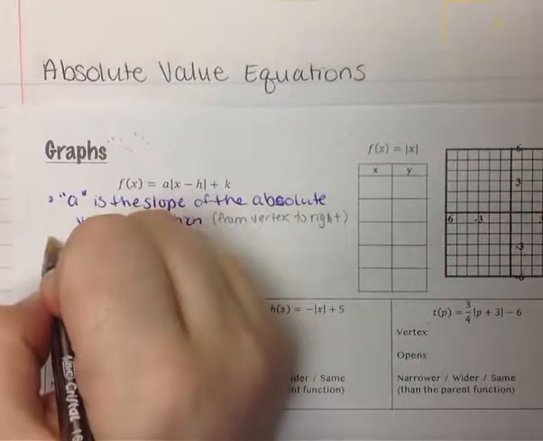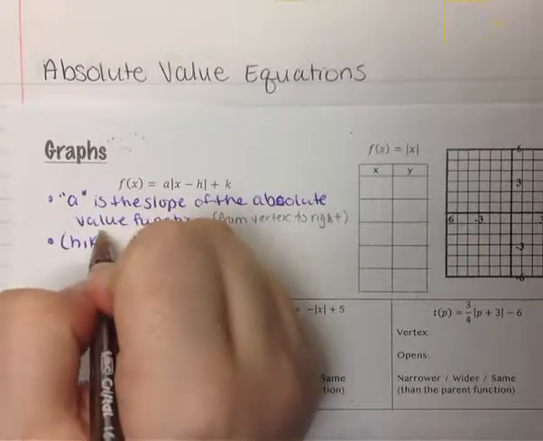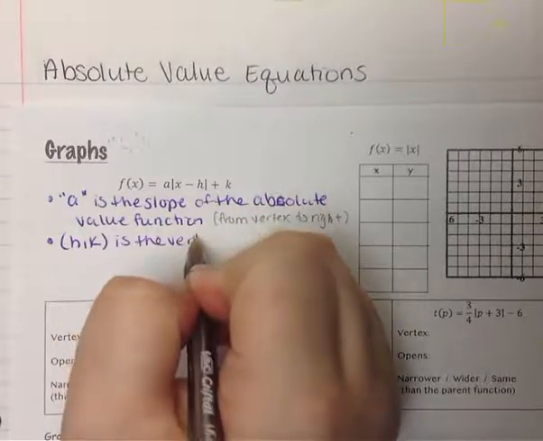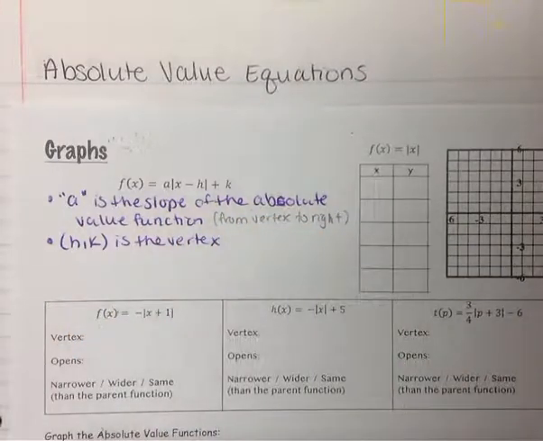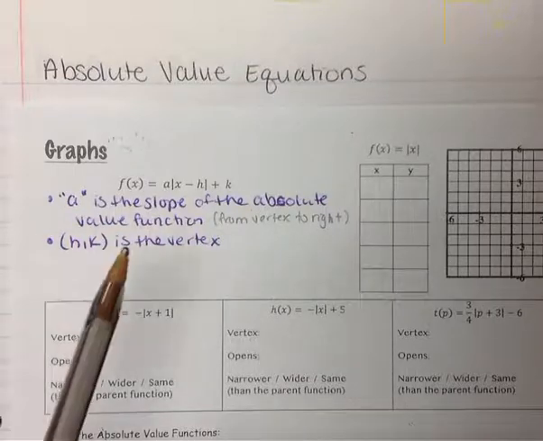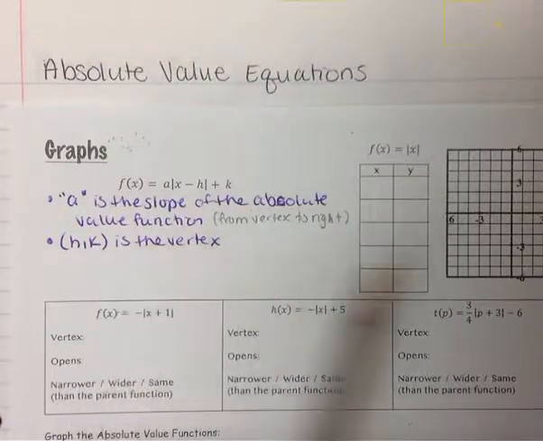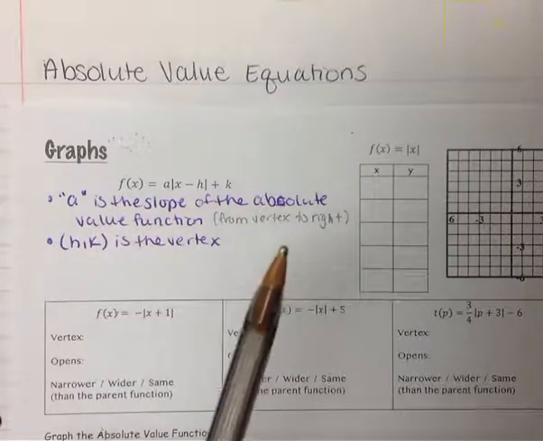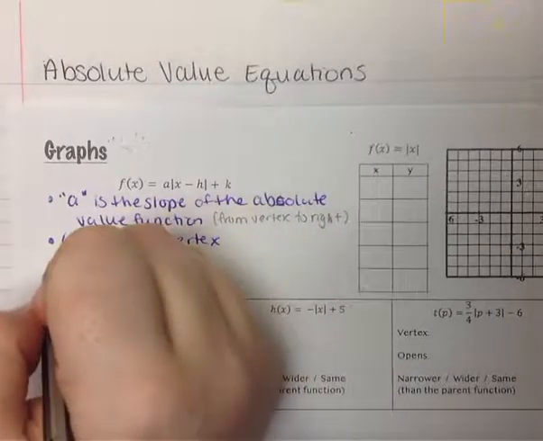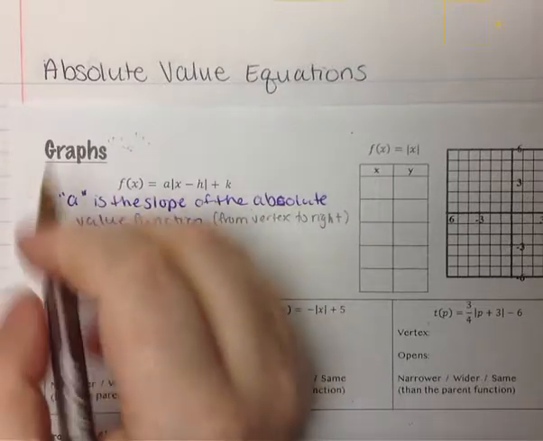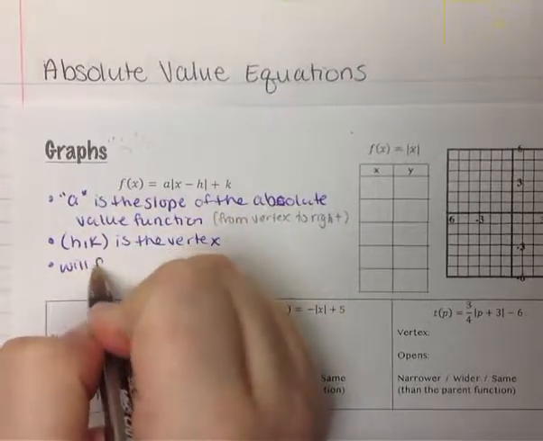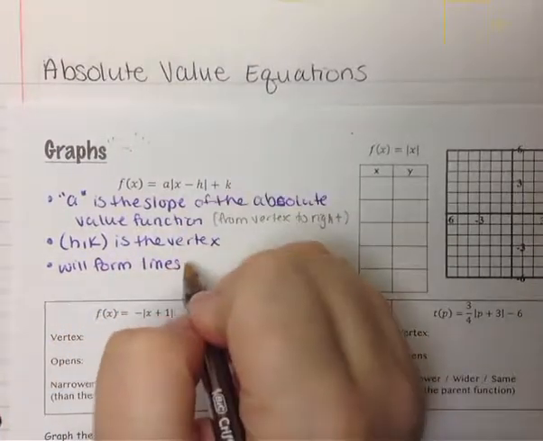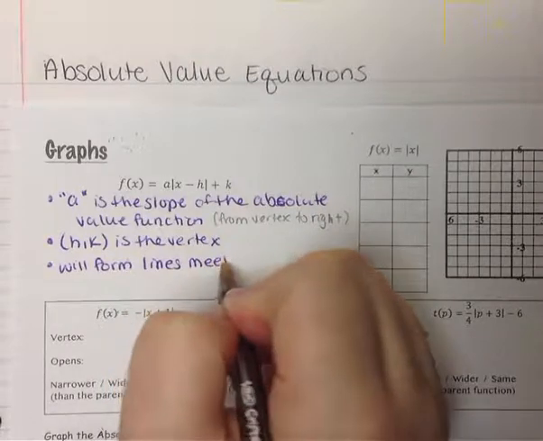The H and K is still going to give us our vertex, our vertical and a horizontal movement from 0,0. And absolute value equations are similar to quadratics in the sense that it will go in two directions, but you are actually forming two lines. So absolute value graphs will form lines, not curves, lines that will meet at the vertex.